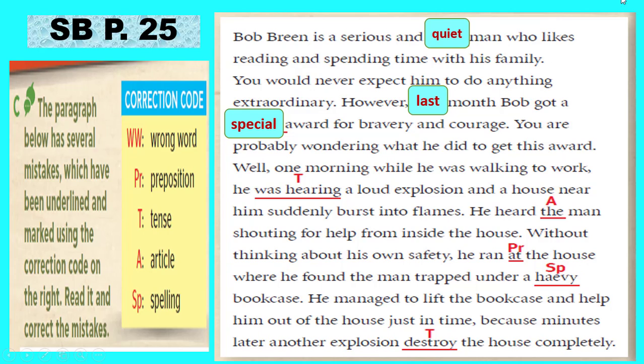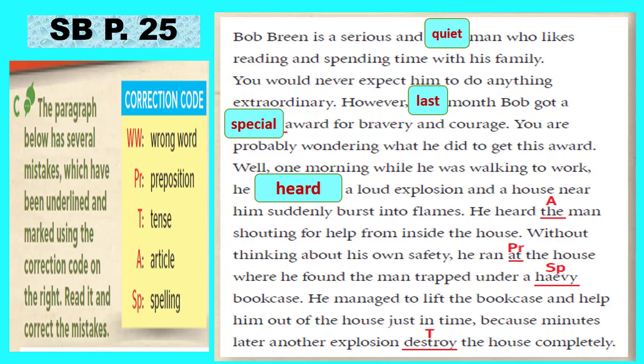After that, one morning while he was walking to work, he was hearing a loud explosion. Here, the tense is incorrect. Why? Because when we use while, it is followed by past progressive, like he was walking, then it must be past simple. So, while he was walking to work, he heard a loud explosion. Hearing this loud explosion interrupted the first action, which is walking to work.